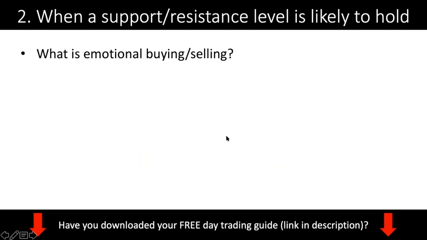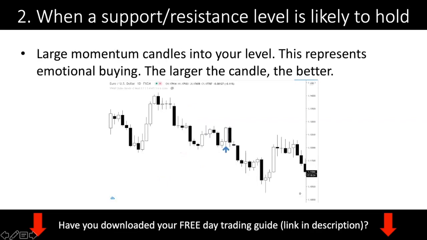But in the case of emotional buying, when price just goes up and doesn't even consolidate, when price comes down it will come down equally fast, because there is no structure here, no consolidation, nothing to stop price from coming back down. This is why you do not want to buy when you see such a strong candle into a resistance. You want to do the opposite: you want to sell into the strength. That's how you identify a level that's likely to hold.